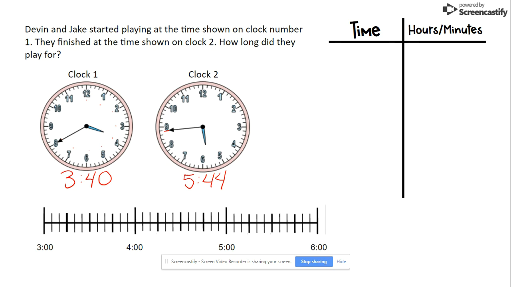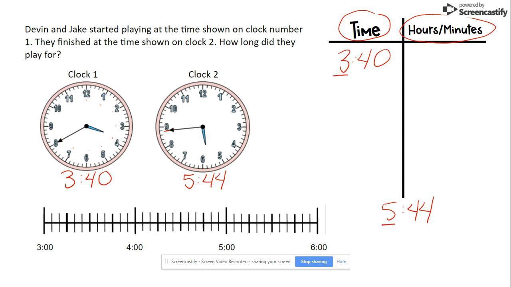With this information, I'm going to use my T-chart to help me solve how much time elapsed between 3:40 and 5:44. On this T-chart, you always put time on the left and hours and minutes on the right. My start time is written at the top of my T-chart, and my end time is written at the bottom. That lets me know what I'm working towards. The first step after writing both of your times on your T-chart is to look at your hours. I have 3 and 5.